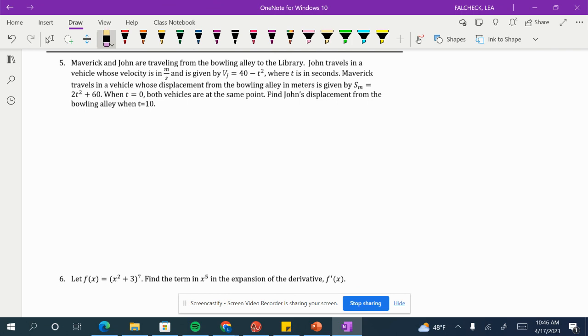Maverick and John are traveling from the bowling alley to the library. John travels in a vehicle whose velocity, in meters per second, is given by v sub j equal to 40 minus t squared, where t is in seconds. Maverick travels in a vehicle whose displacement from the bowling alley is given by s sub m equal to 2t squared plus 60.